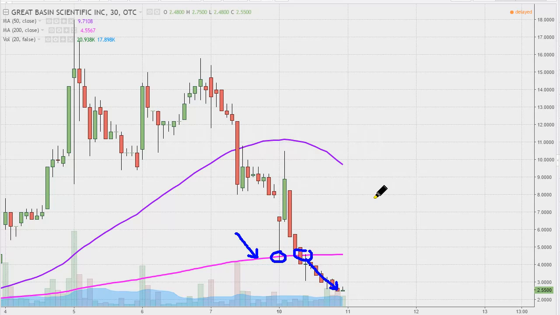So now as far as who is in control, you've got to say that the bears are back in full control, because not only is the price below the purple line here, the 50 period simple moving average, but it's also down below the pink line there, the 200 period simple moving average. And really the easiest way to look at that is as long as the price is below that purple line, then as far as I'm concerned, the bears are in full control.